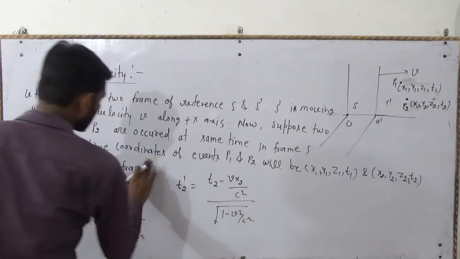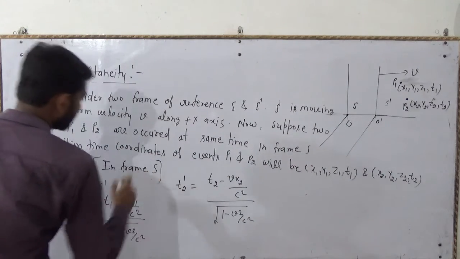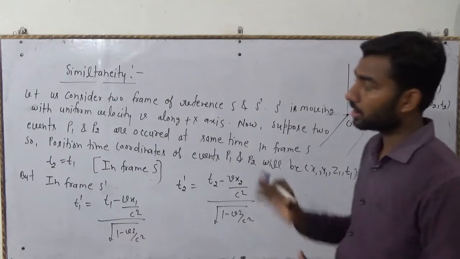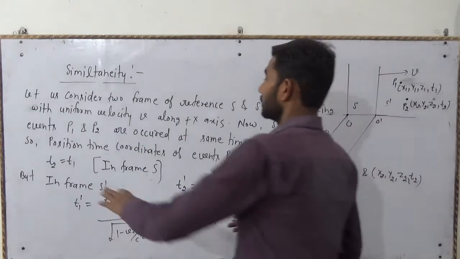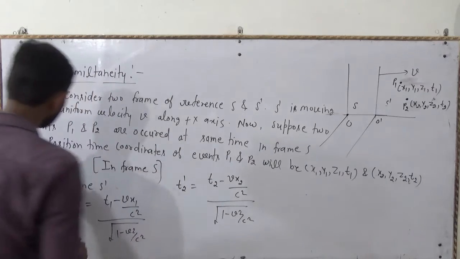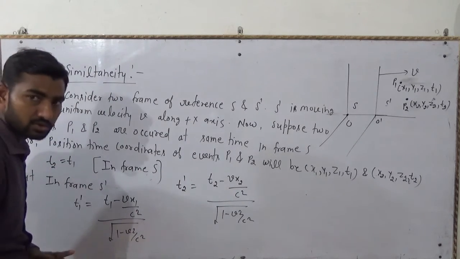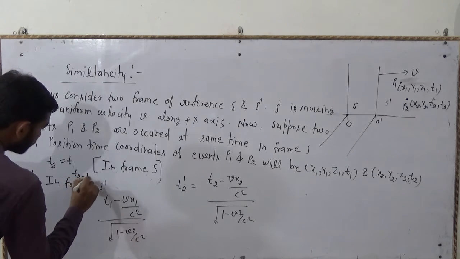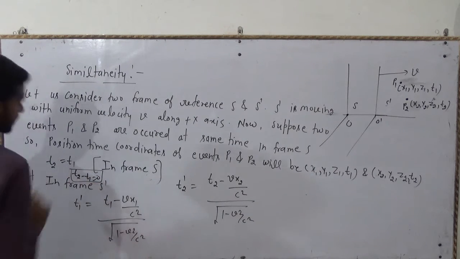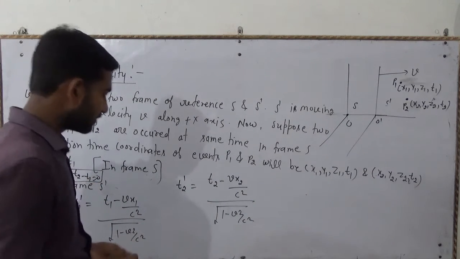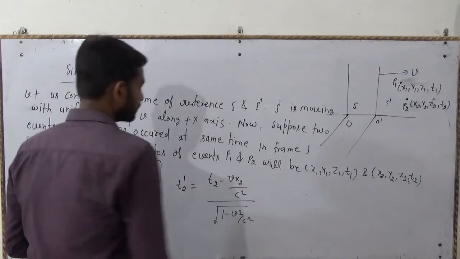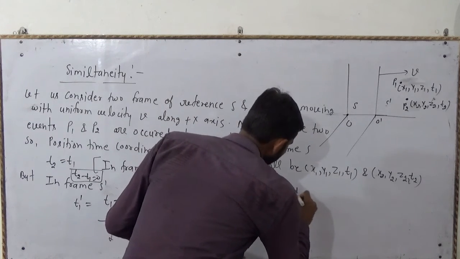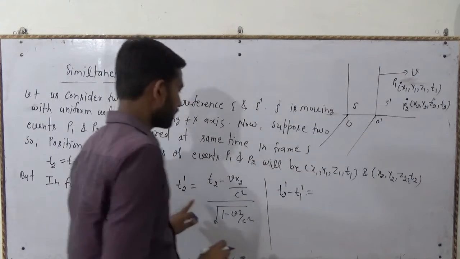So from this concept, in frame S we have found T2 is equal to T1, or in other words, T2 minus T1 is equal to 0. We will use this concept and continue. So here we can find T2 dash minus T1 dash.